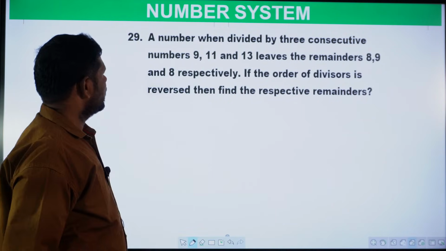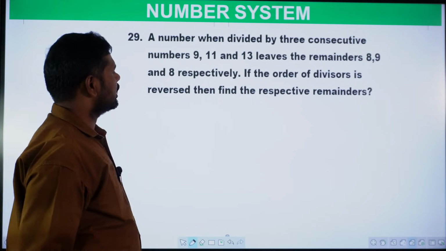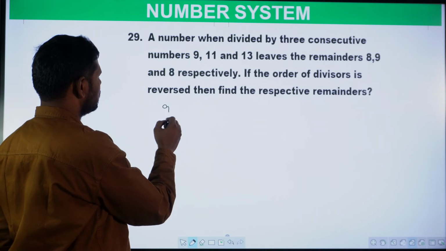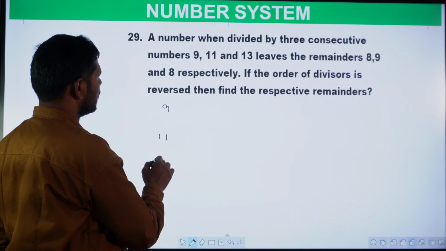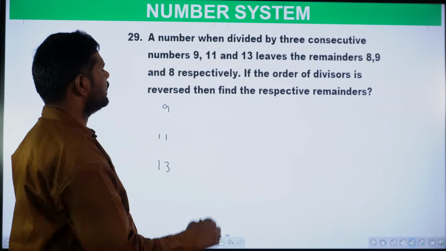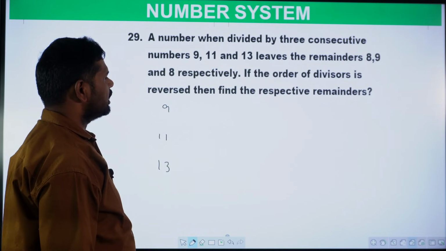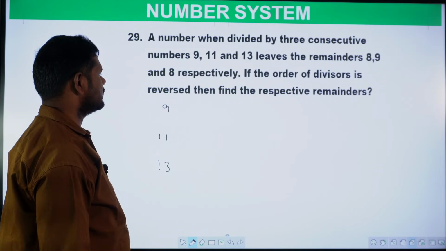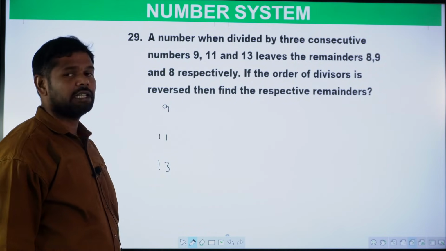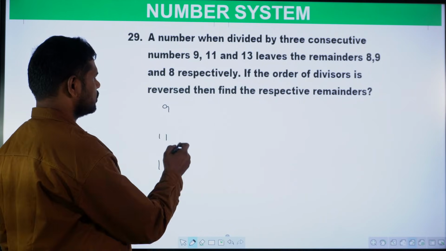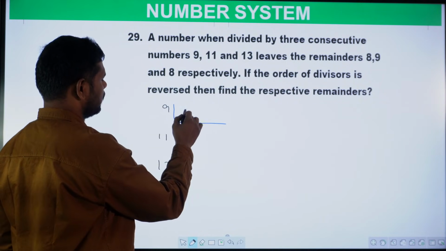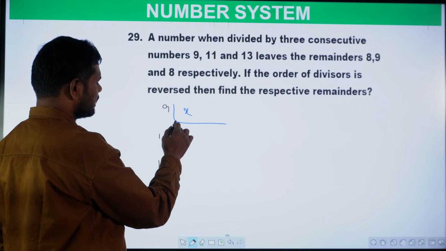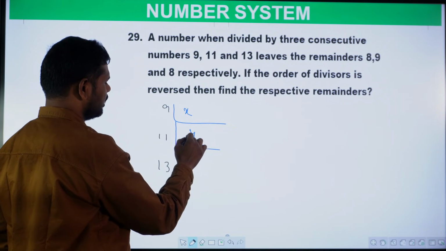Next one. A number when divided by 3 consecutive numbers 9, 11 and 13 leaves the remainders 8, 9 and 8 respectively. If the order of the divisors is reversed, then find the respective remainders. Suppose the number is x, which we don't know. If it is divided by 9, we get some remainder.